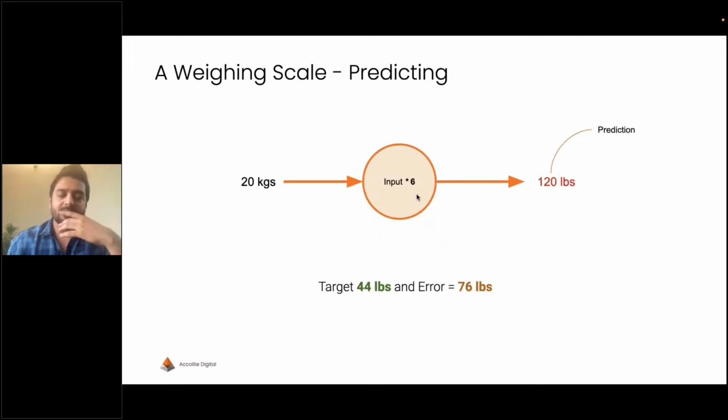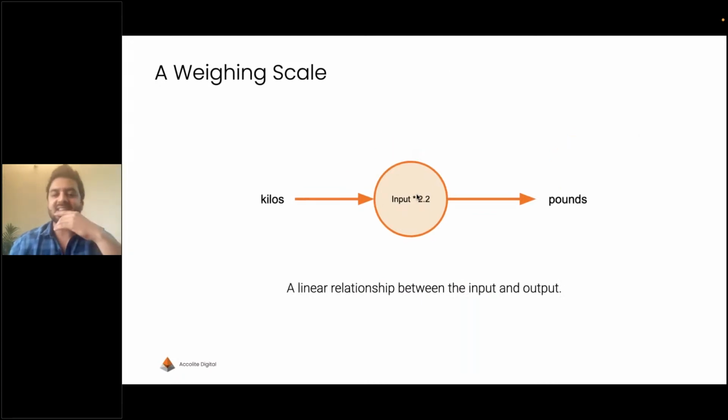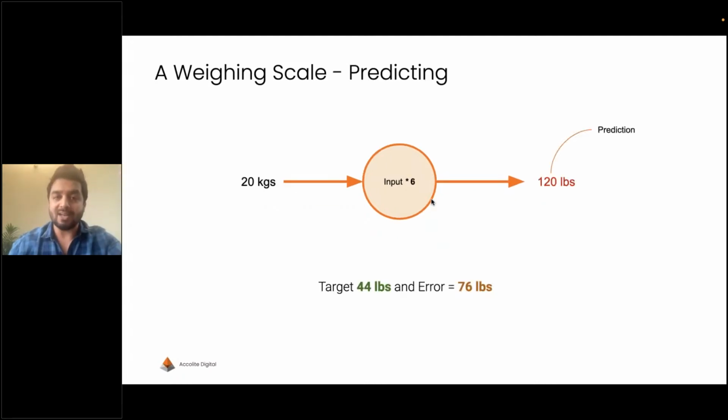Now, before we go on, let's say we don't know this value 2.2. What can we do? We can make a guess, and we can have someone who knows the answer, let's say a friend of yours who knows this conversion value. He tells us whether our guess is high or low. So let's say we take 20 kgs and my guess is 6, then the prediction comes out to be 120 lbs. The target value is 44 lbs, right? Because the conversion value is 2.2. So our friend tells us, okay, this is really high. You need to go lower.